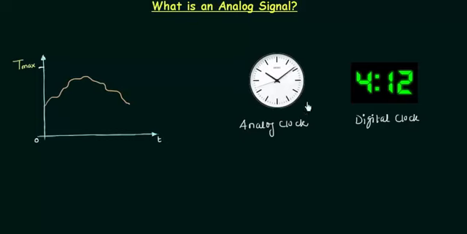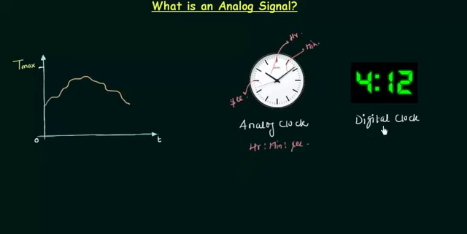So let's first talk about this analog clock. In this you can see we have three hands. The first one, this one is the hours hand, this one is the minutes hand, and the small one is the seconds hand. So we can say that this analog clock can have the time as hour, then minute, and then second. So it can take any value in 24 hours.